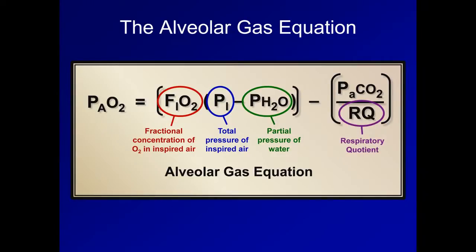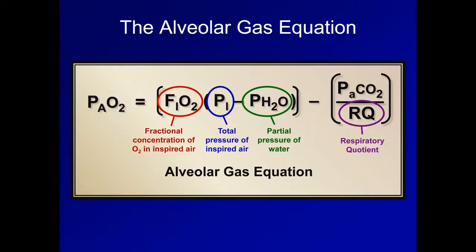RQ is an interesting variable known as the respiratory quotient. The respiratory quotient, in the most basic sense, is the ratio between carbon dioxide production and oxygen consumption and is related to the patient's diet. This equation is a little unwieldy, but luckily in some circumstances it can be simplified.